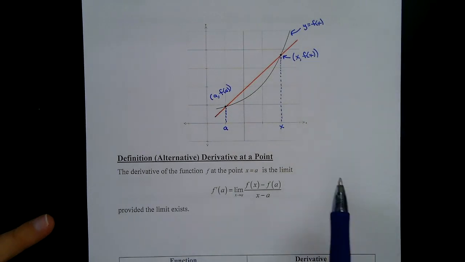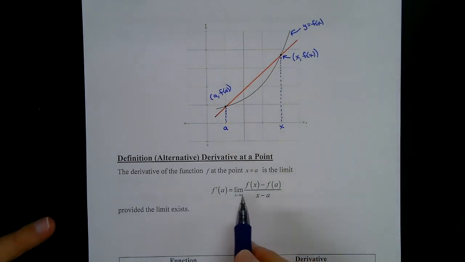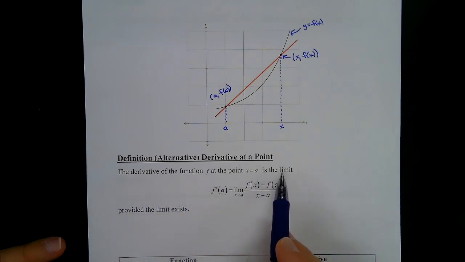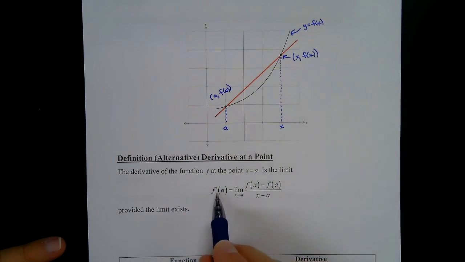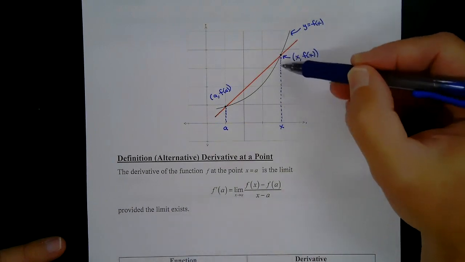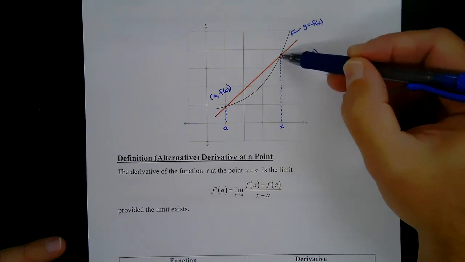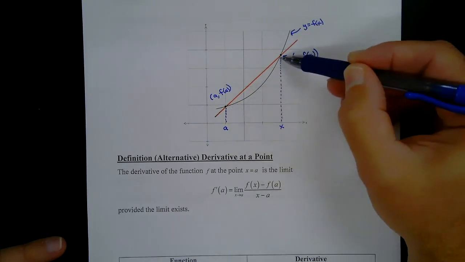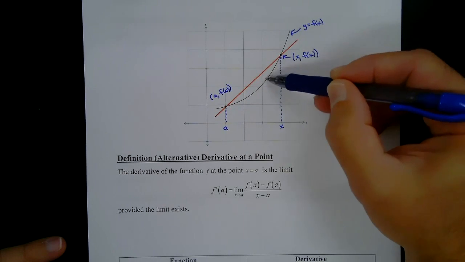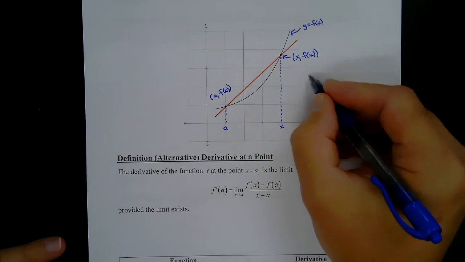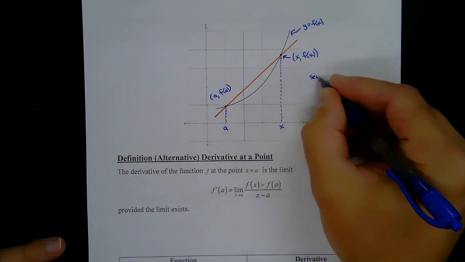So now let's talk about what this means, okay? The derivative of the function f at the point x equal a is the limit, so it has to be a limit. And this is what the slope's going to be at a. It's going to be equal to the limit as x approaches a. So what happens as x approaches a? Well, as x approaches a, that means this is going to have to move and get closer and closer to this a value, right? Which is another way of taking this point and moving it along the curve and getting it closer and closer and closer, okay?